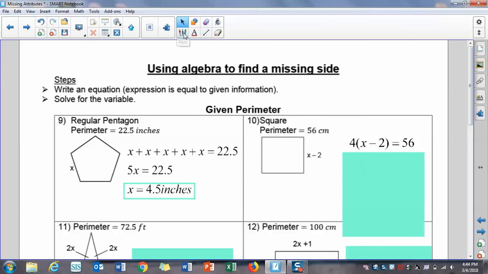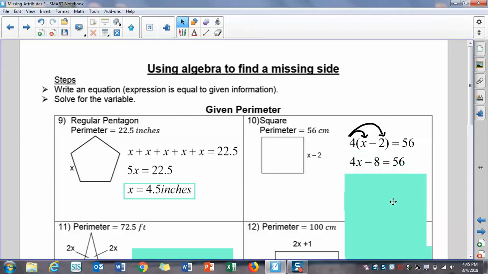So again, what I can do is use a distributive property to do 4 times x and then 4 times negative 2. Okay, we could have also set it up in just an x minus 2 plus x minus 2 plus x minus 2 plus x minus 2, so writing it 4 times. We'd still get the same answer, just showing you a different approach. So when we multiply each term by 4, we get 4x minus 8 is equal to 56.